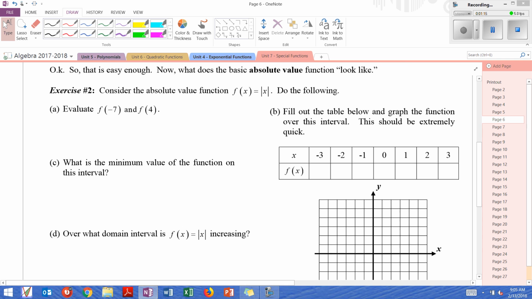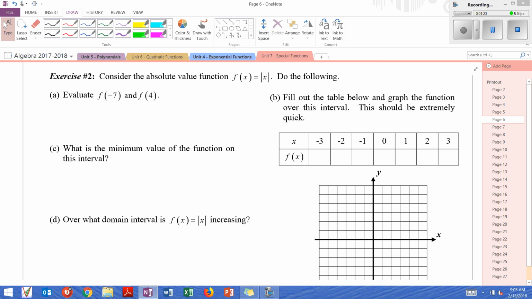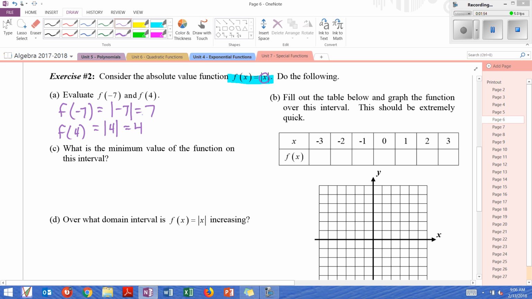All right, so we've already looked at the absolute value function back in Unit 2, but let's dig a little bit deeper. So we're going to draw a picture of it, and we need to evaluate f of -7 and f of 4. So we're looking at our absolute value function here. f of -7 is really equal to the absolute value of -7. We're just substituting in -7 for x. Therefore, it's +7. And the same with f of 4. That's the absolute value of 4, which is +4.